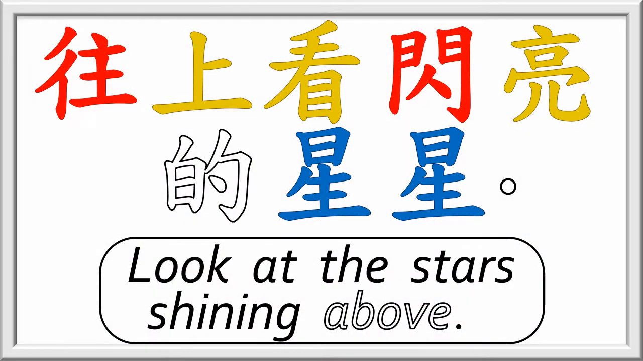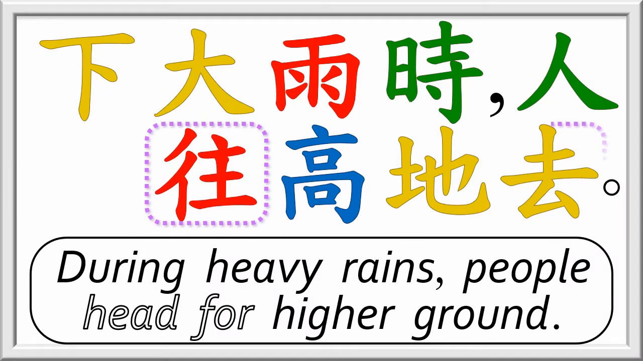往上看闪亮的星星. Look at the stars shining above. 往上看 means simply to look up. Another example. 下大雨时，人往高地去. During heavy rains, people head for higher ground.